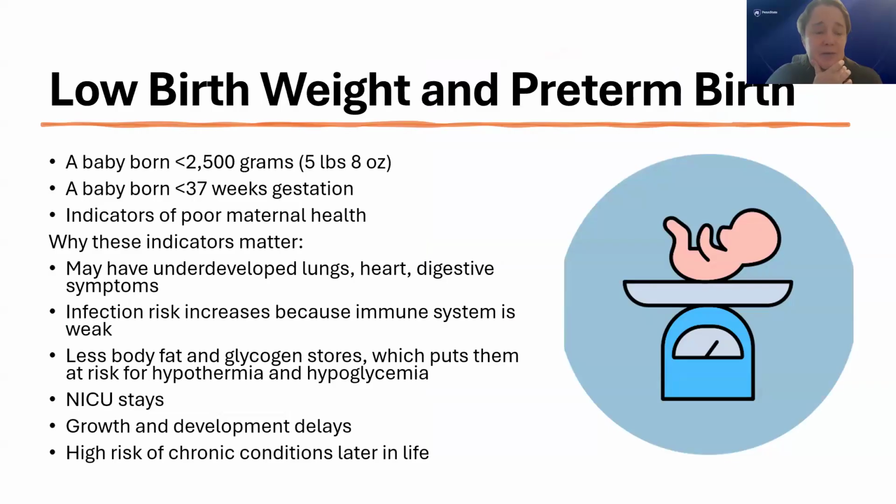These indicators matter because they could really have long-term health impacts. Babies born with low birth weight or preterm may be underdeveloped. They could have a higher risk of infection. They could be more likely to go to the NICU and have growth and developmental delays, and even later in life concerns and challenges.